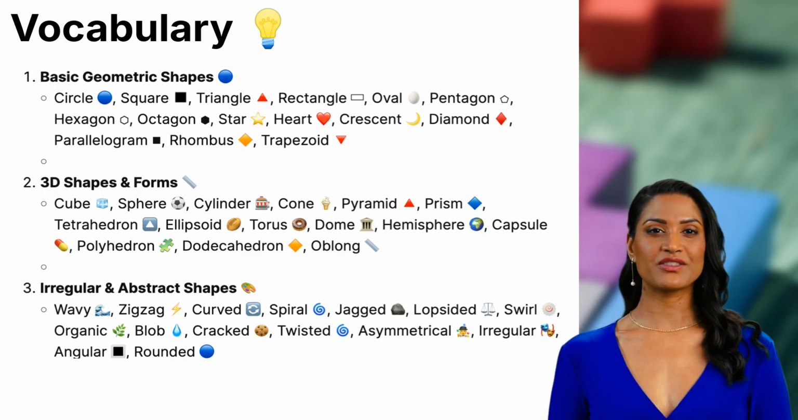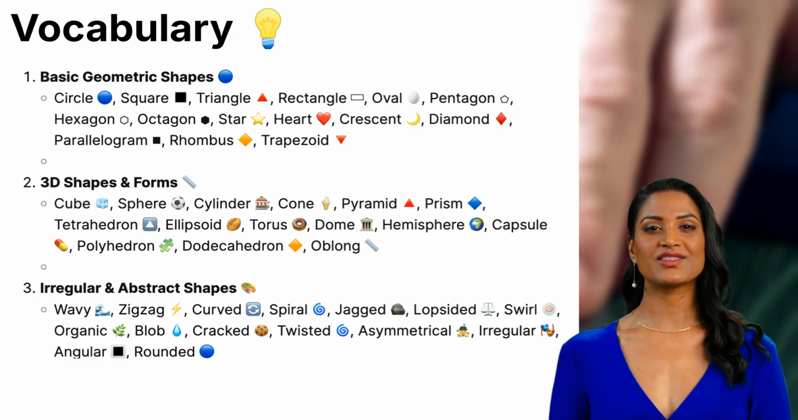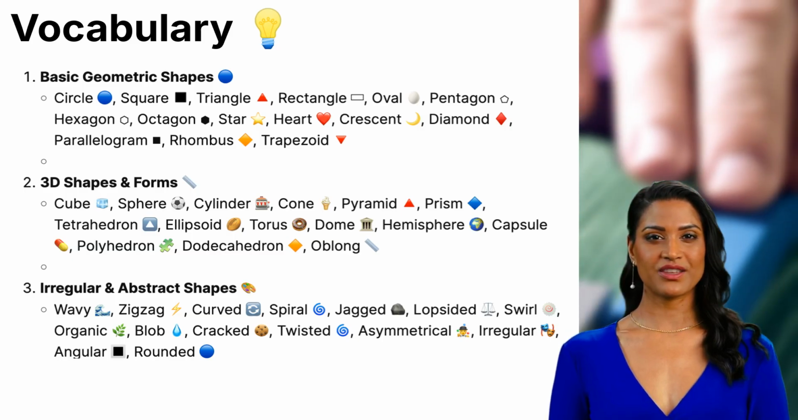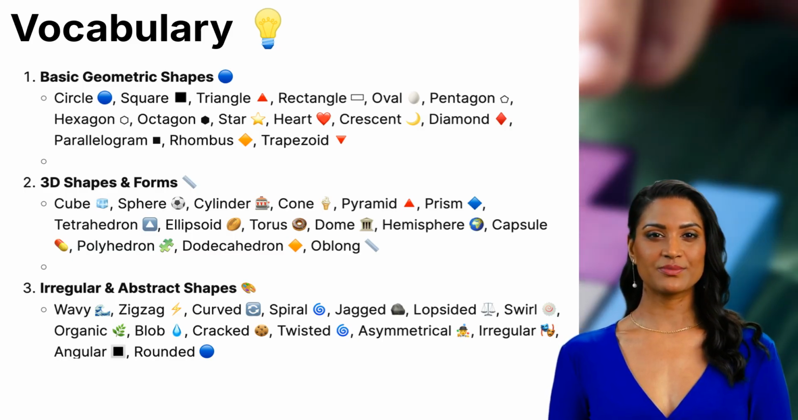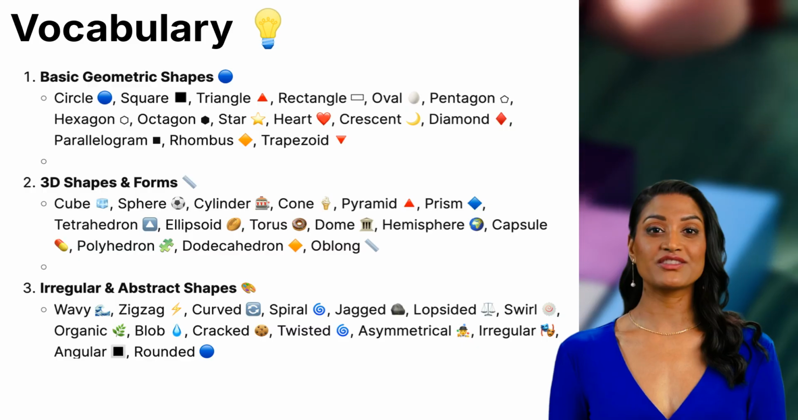Circle, a round shape with no corners or edges. Square, a shape with 4 equal sides and 4 right angles. Triangle, a 3-sided shape with different possible angles. Rectangle, a shape with 4 sides where opposite sides are equal. Oval, a stretched out circle, longer in one direction.